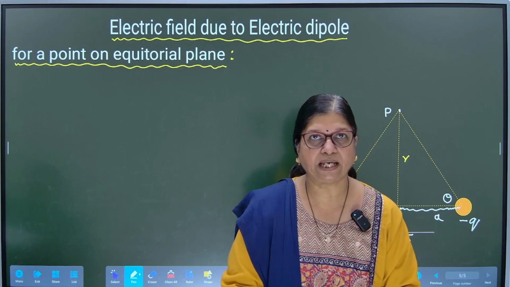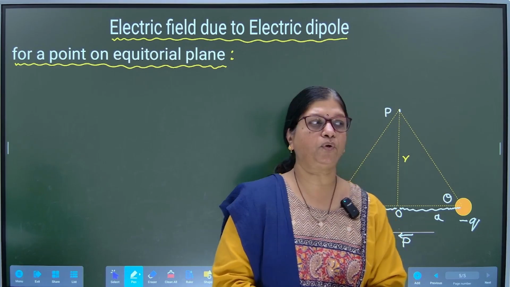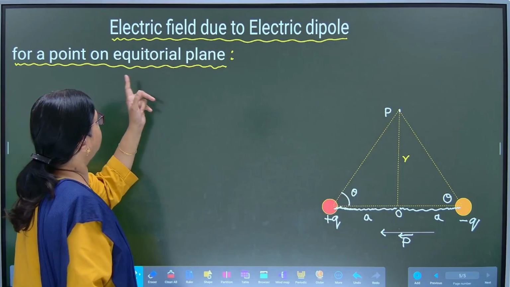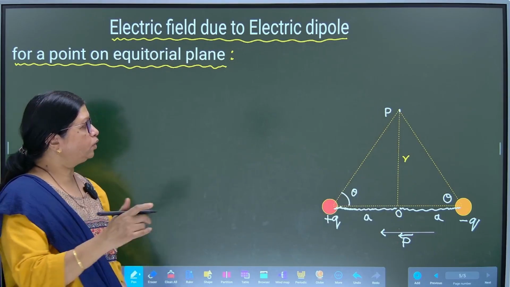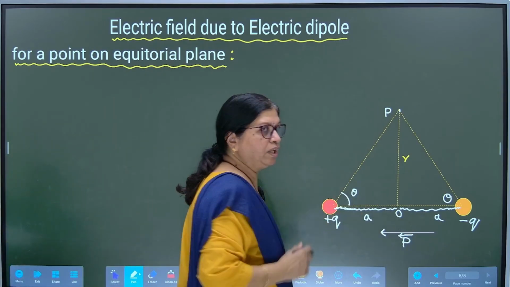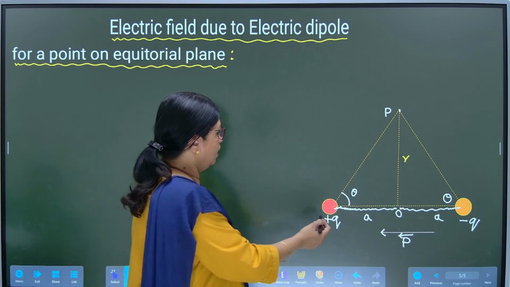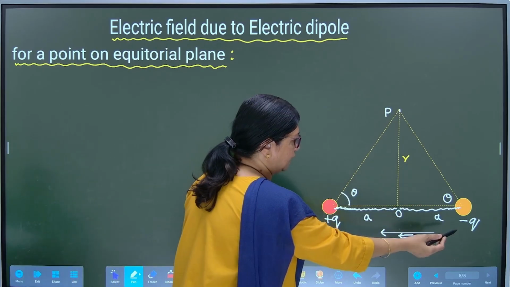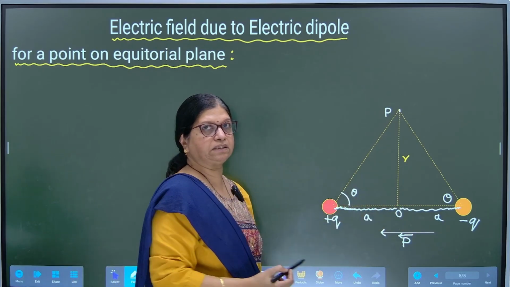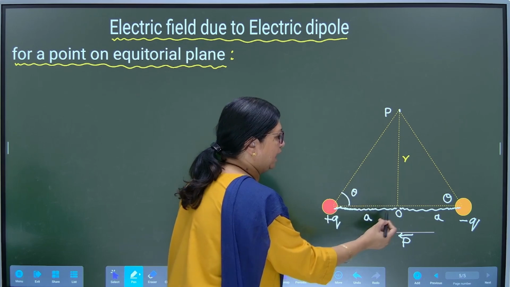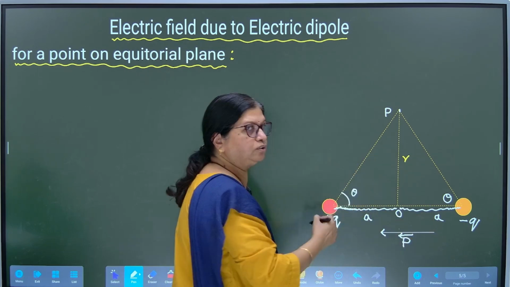Let's begin with the electric field due to electric dipole at a point on the equatorial plane. Fine. So here I have considered one dipole. We know how to construct a dipole. One is a positive charge, one is a negative charge, which is separated by a distance of 2a, where I have written here a. This is the center of the dipole and another a, so 2a.